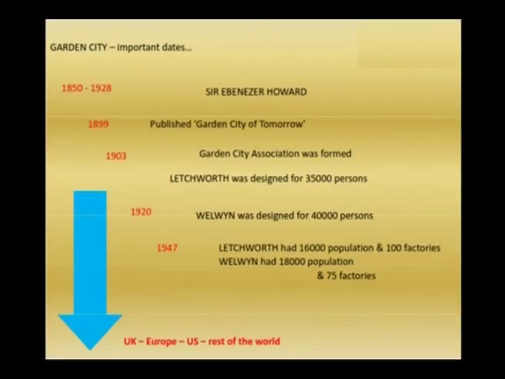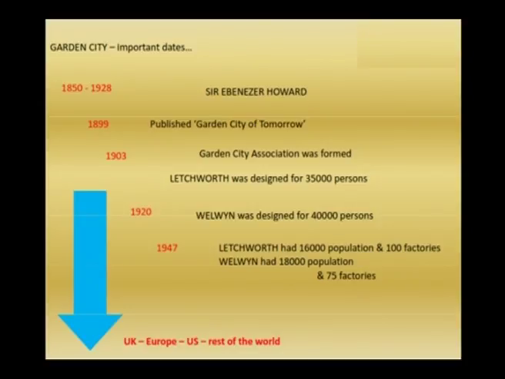It was created in 1898 to solve the problems both urban as well as rural. It was the source of many key planning ideas during the 20th century. If you look at the main timeline and the important dates, this was put forward in 1888, and then about 1899 was published as Garden City of Tomorrow. The Garden City Association was formed, and the first town that was designed on this was Letchworth in 1903. And then in 1920, Welwyn was another town that was designed.